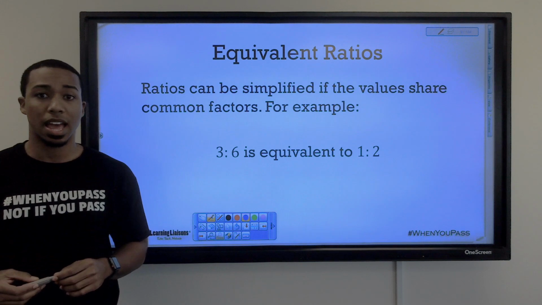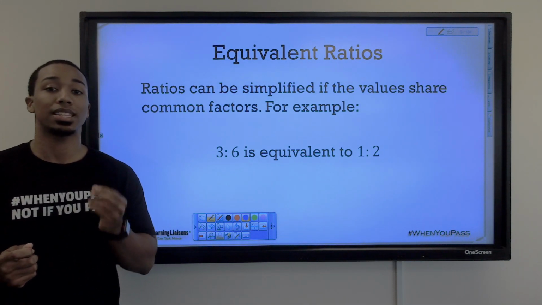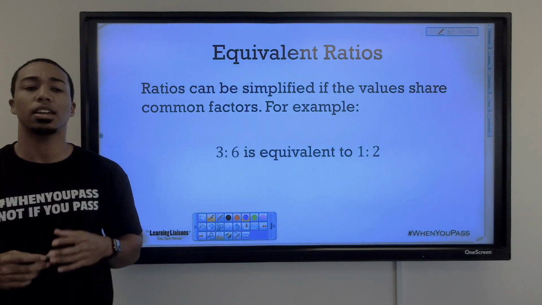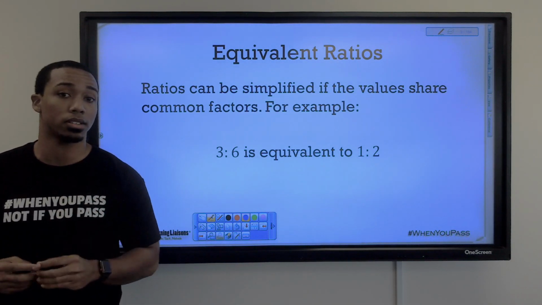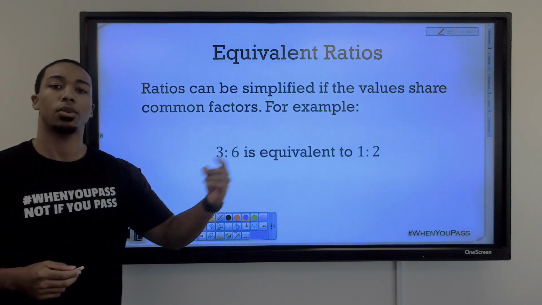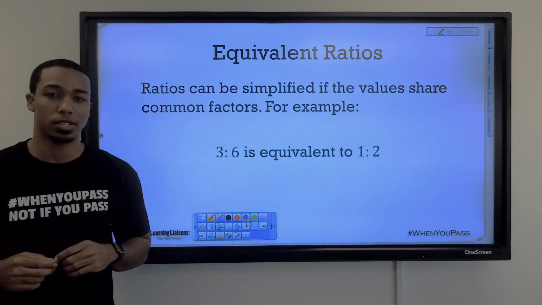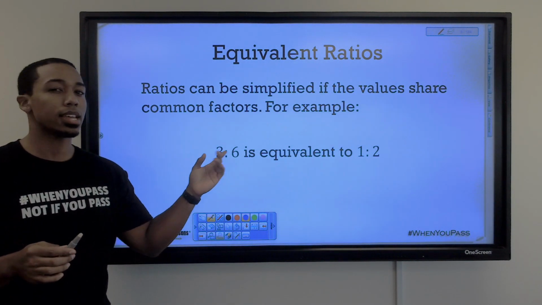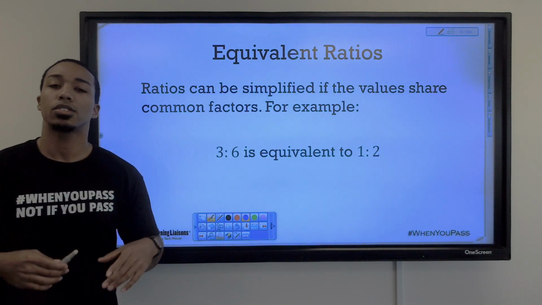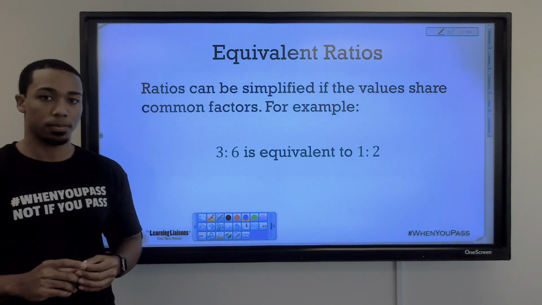Another important fact to add is that two ratios can be written differently, but can represent the exact same ratio. Ratios can be simplified if their values share common factors. Let's take this for example. If we're comparing 3 to 6 and 1 to 2, these are the same. Intuitively, 3 is half of 6, and 1 is half of 2. So yes, they are the exact same ratio, just written differently.